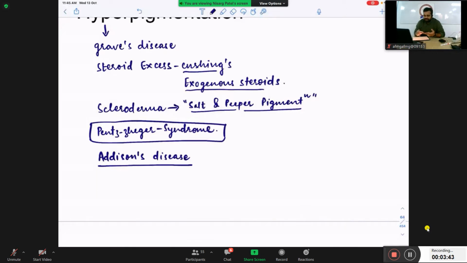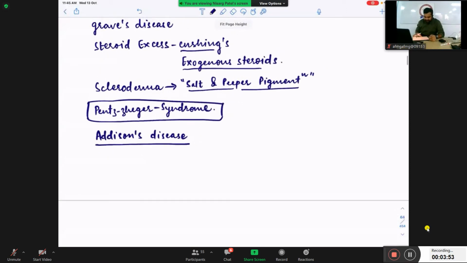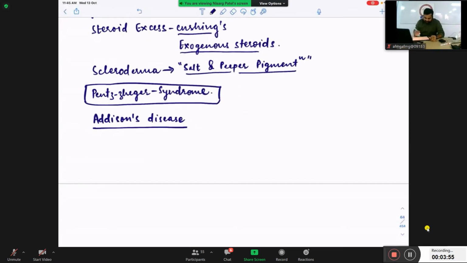So very commonly this concept is asked: what is Addisonian crisis? What is Addison's disease? What is Conn's? And what is Cushing's? The difference you should know. How to differentiate these diseases? If you see the skin of a renal failure patient, it is also called hyperpigmentation.